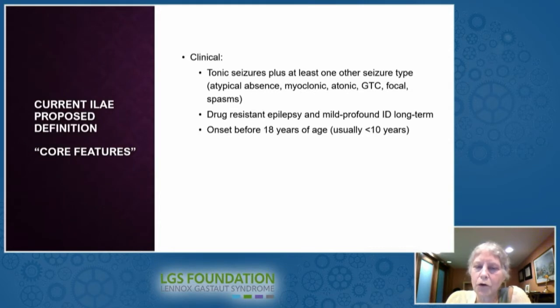So as far as the core features for Lennox-Gastaut, there are clinical features. You must have tonic seizures as one of your seizure types, plus at least one other seizure type. And many patients with LGS, as Tracy had already mentioned, have numerous other seizure types. Probably the most common second type is atypical absences, but myoclonic, atonic, generalized tonic-clonic, focal seizures, and spasms can all be seen. So you have tonic seizures plus at least one other seizure type.